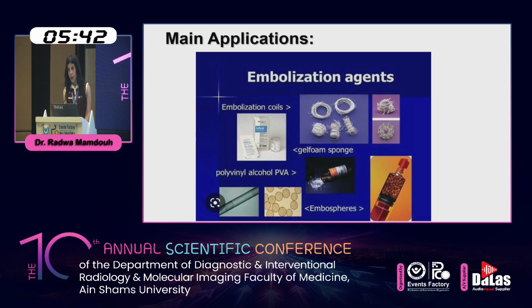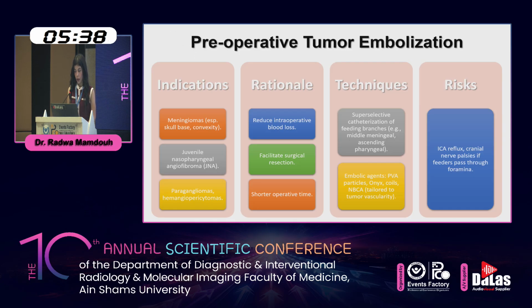Moving on to the main applications of this anatomy. To start with, in cases of embolization done preoperatively in meningiomas and juvenile nasopharyngeal angiofibromas, our rationale here is to facilitate the surgical resection, which will translate into shorter operative time, and thus less risk of infection and reduced intraoperative blood loss.